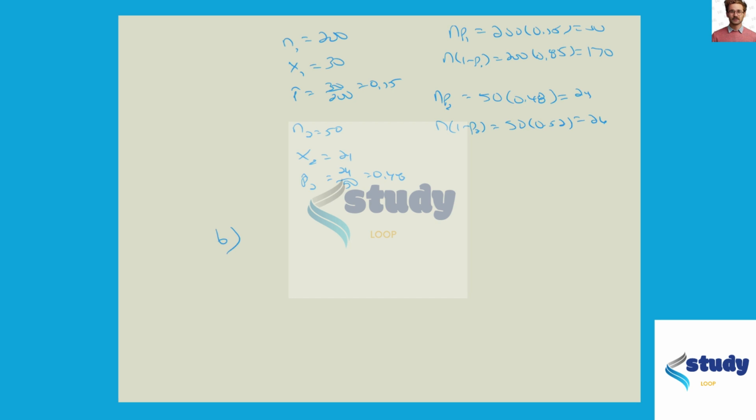To calculate the 99% confidence interval for the difference between the two population proportions, we can use the formula: the confidence interval is equal to the difference between the sample proportions plus or minus a critical z times the square root of the first sample proportion times 1 minus the first sample proportion over the first sample size, plus the second sample proportion times 1 minus the second sample proportion over the second sample size.